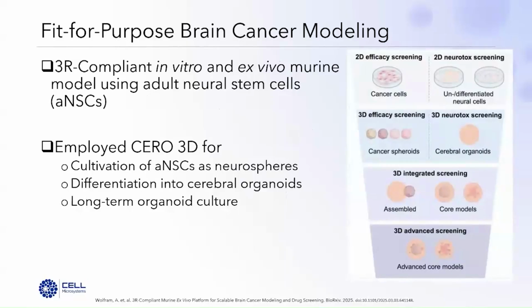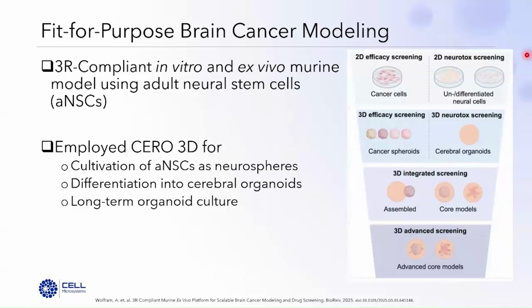In this first case study, I'm highlighting the work of Wolfram et al. This research group sought out to establish this end-to-end pipeline of 3R compliant mouse model systems for brain cancer modeling. Now, I know I just said the current push is for human-based models, but these fit-for-purpose animal models still play a very significant role in the drug discovery process because they can bridge the gap between human in vitro data and animal testing, and they can also feed back into those in silico modeling systems using historical toxicity data.